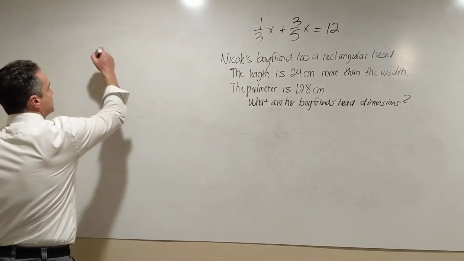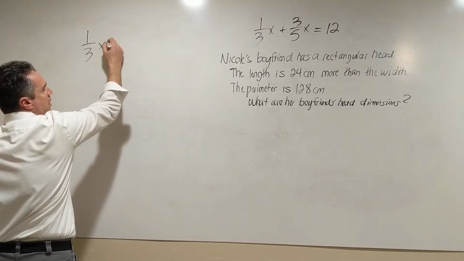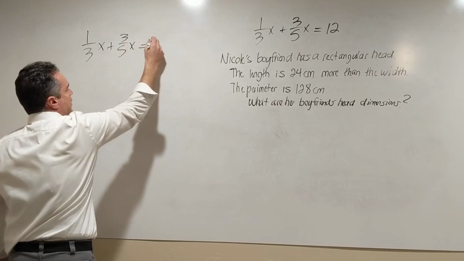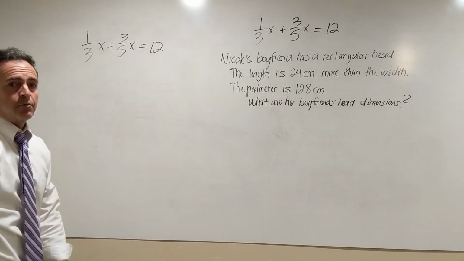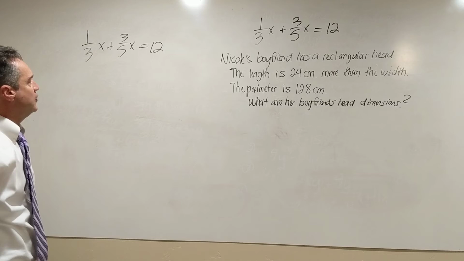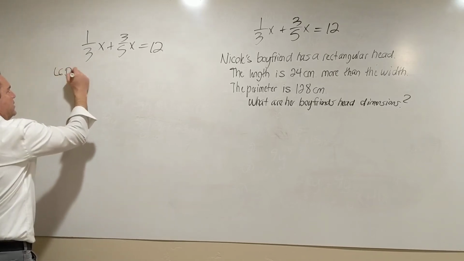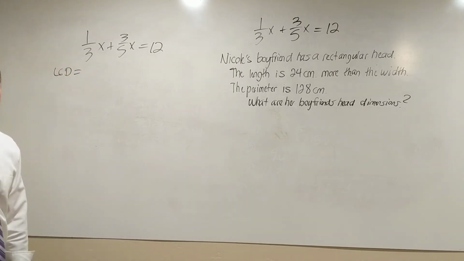So I have 1/3 x plus 3/5 x equals 12. If you remember, we get rid of fractions. That's our number 1 rule. And so we have to find the LCD. What is the LCD, Nicole? Do you know? 3 and 5?